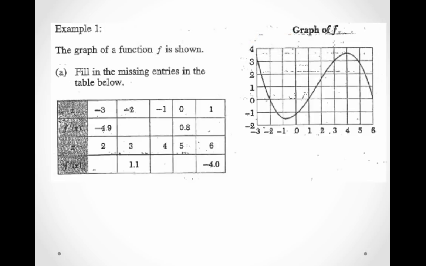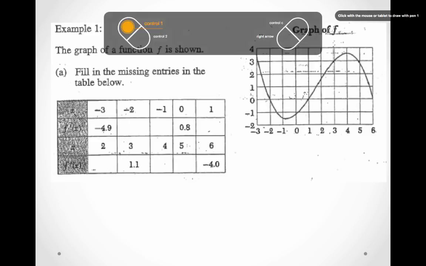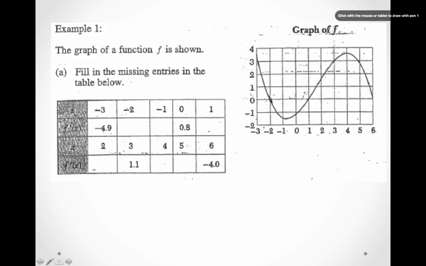Next one, graph of the function is shown. Fill in the missing entries in the table. So they've got x values and they want the corresponding derivative. So when x is -2, what is the slope? That's what we're looking for. What is the slope right here? Looking for the slope of the tangent line. I'd say down 2, right 1. I'd call that negative 2.